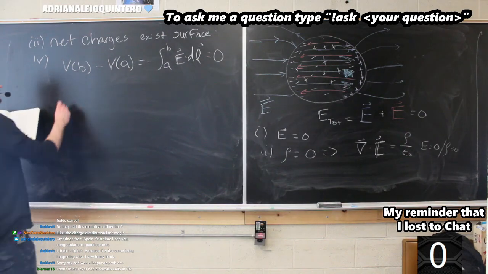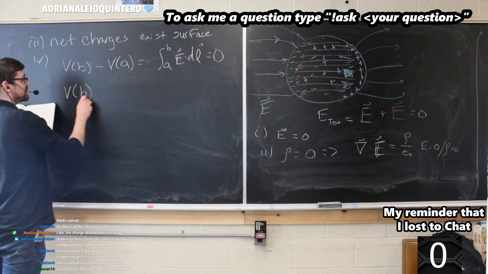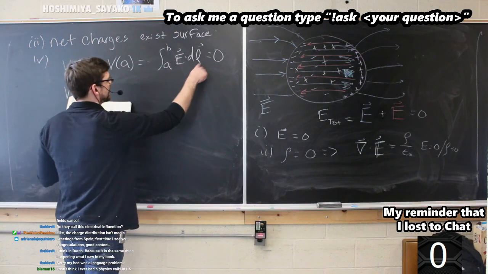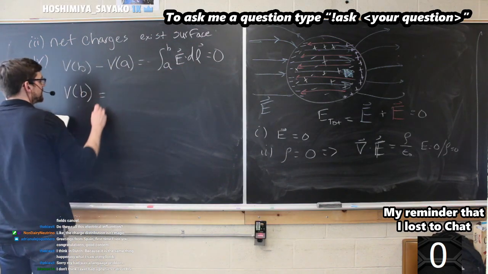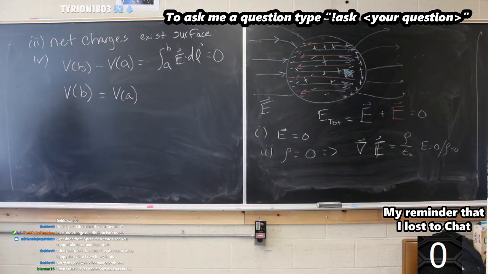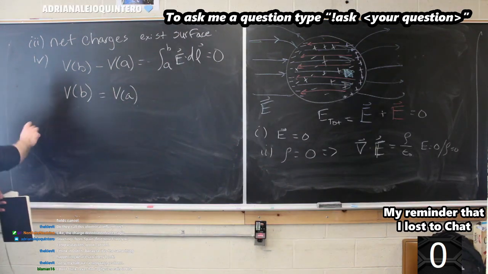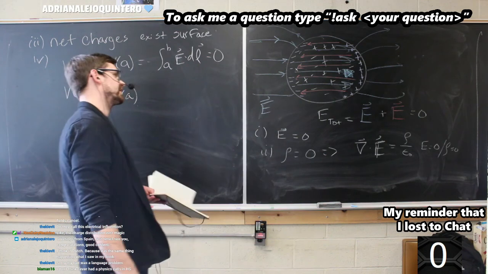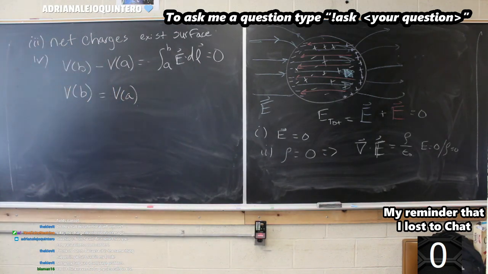What we do know is that if the electric field dotted with any length is equal to 0 inside the conductor, then the voltage must be equal at any length, therefore it must be constant. There we are. So the potential must be constant inside of a conductor since the electric field is 0.